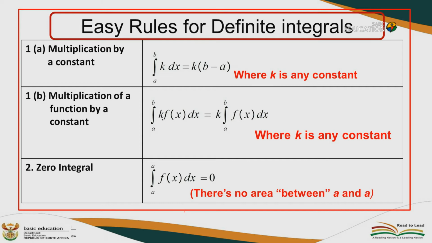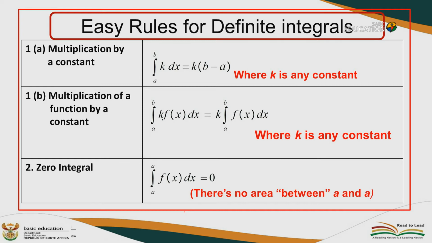Rule number one, suppose you are given a multiplication by a constant. Like we're saying here, the integral of k dx, but now try to look in this case here. We are not given the function. We are only given the constant k, no function there. We don't have any f of x, g of x, or whatever. We only have got the constant.